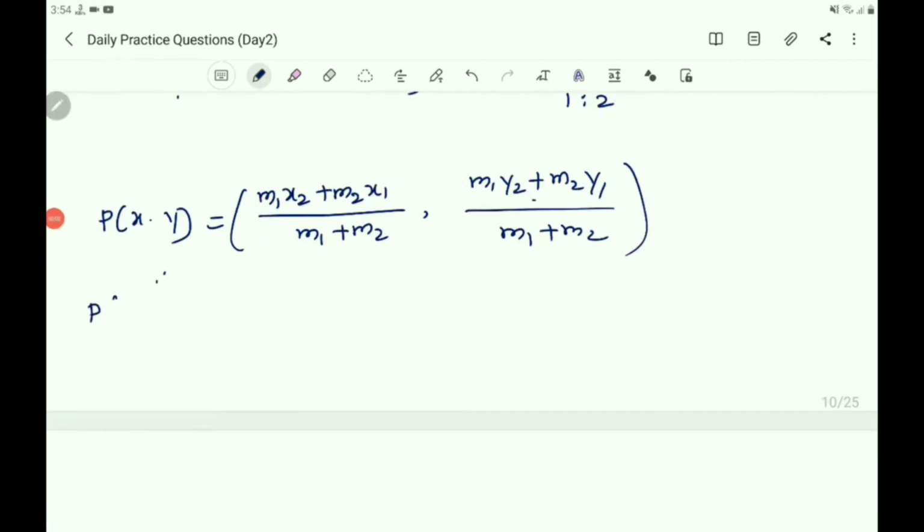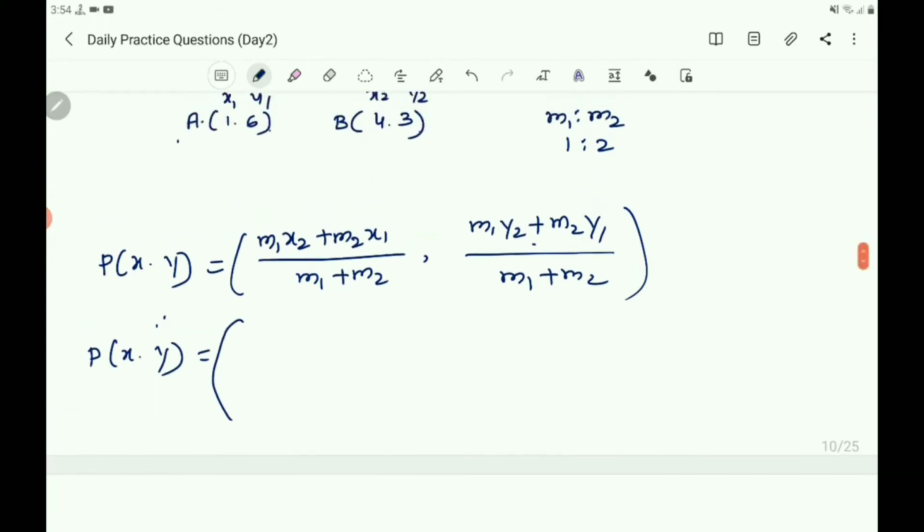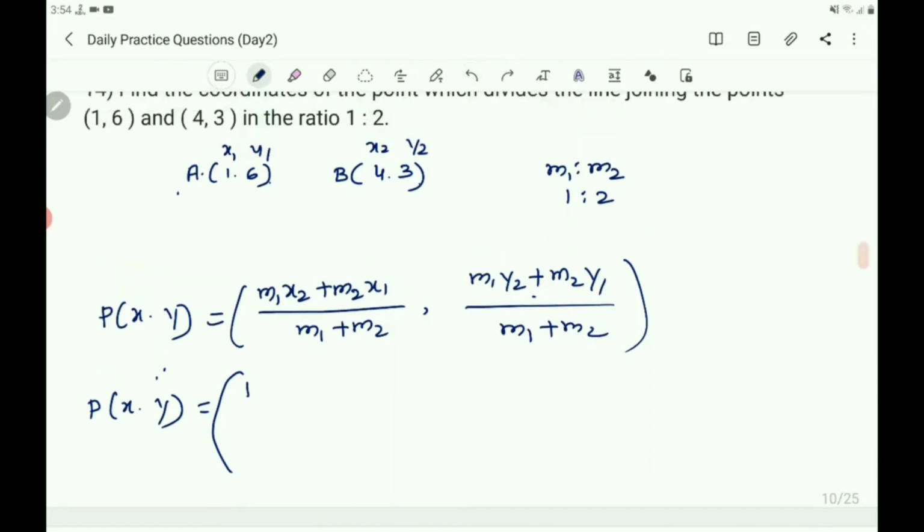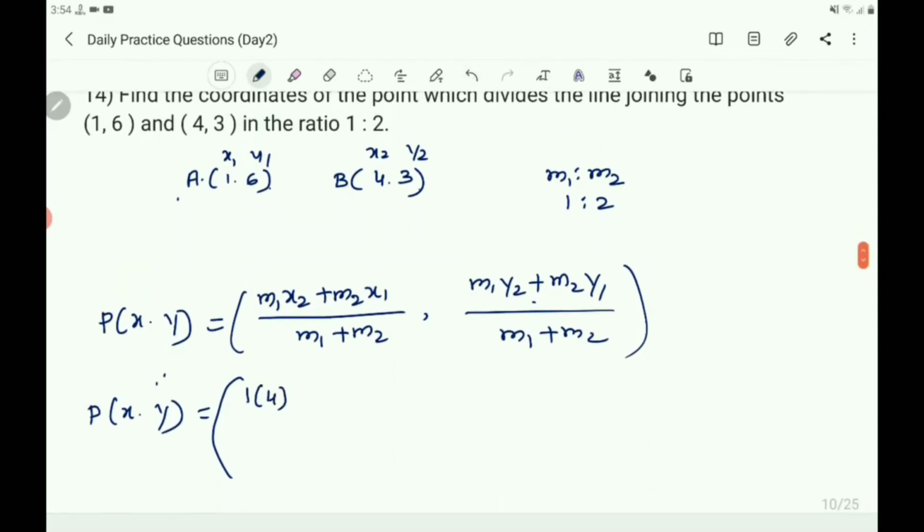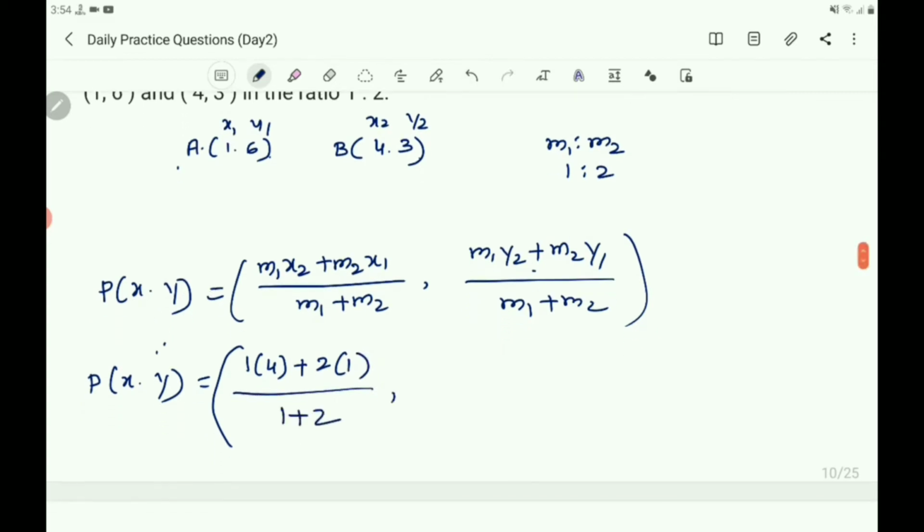Then P of xy equals m1 is 1 into x2 is 4, 1 into 4 plus m2 is 2 into x1 is 1, by m1 plus m2 is 1 plus 2. Then m1 is 1, y2 is 3, plus m2 is 2, y1 is 6, by 1 plus 2, m1 plus m2, that is 1 plus 2.